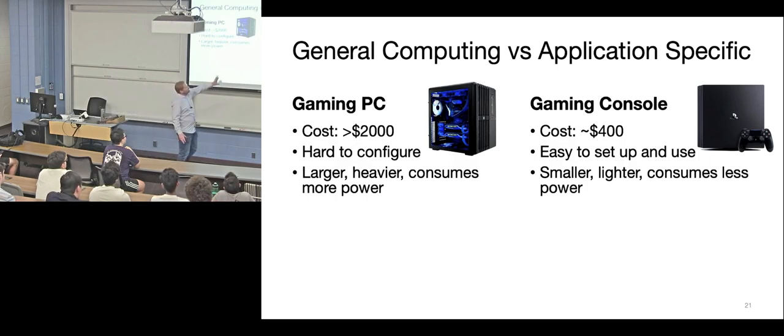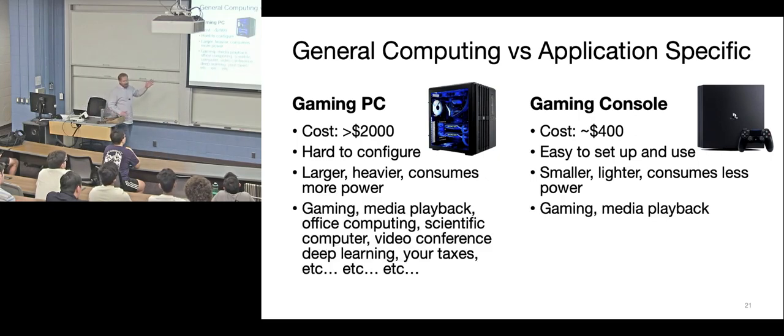The gaming consoles are trying to optimize for something, right? They're going after one goal rather than trying to do lots of things. So, for example, the gaming machine can do gaming, of course, but also media playback, office computing, scientific computing, video editing, deep learning, can do your taxes. You can't do your taxes over here. It's not what it's designed for.